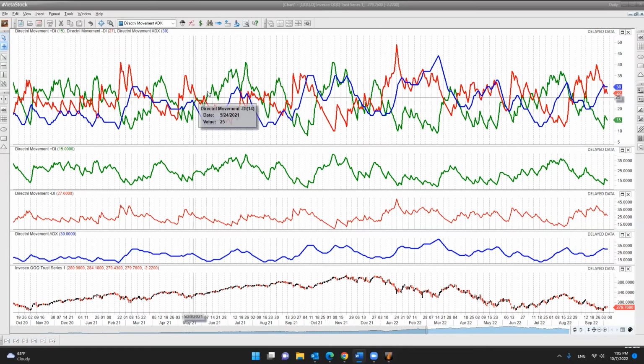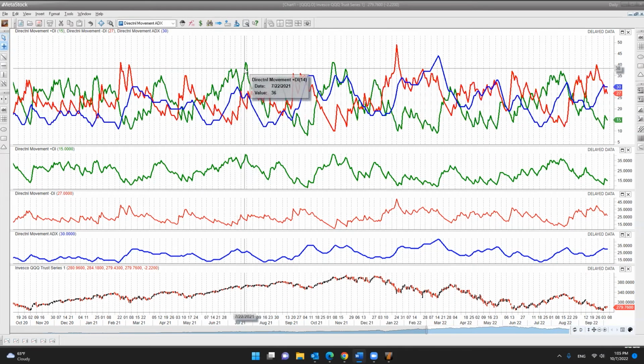Now, if you go back into the good days in June 2021, July 2022, and August 21, you can see the propensity of the green line to be on top.